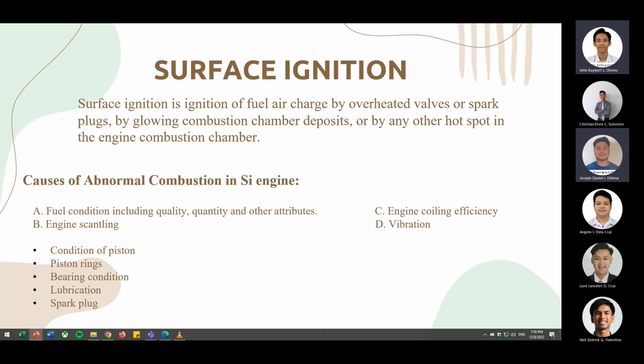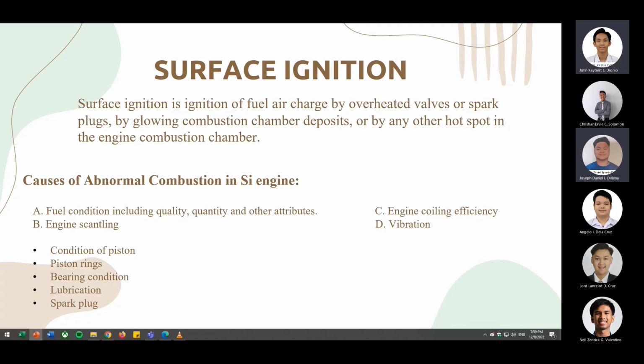Surface ignition. Surface ignition is ignition of the fuel-air charge by overheated valves or spark plugs, by glowing combustion chamber deposits, or by any other hotspot in the engine combustion chamber. It is the initiation of a flame front by a hot surface other than the spark plug. Mostly, surface ignition is due to carbon deposits.